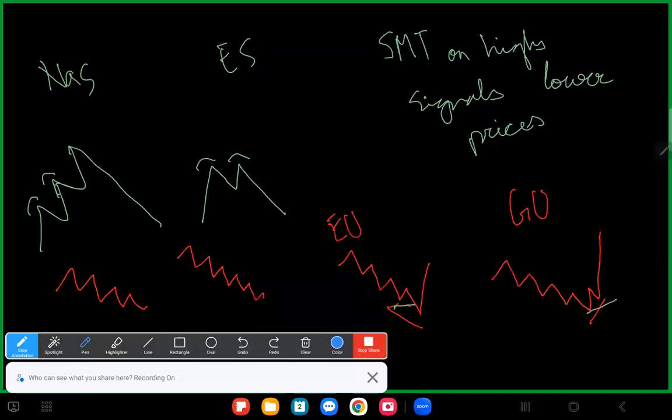And just as I said SMT on the highs signals lower prices, SMT on the lows indicates higher prices.